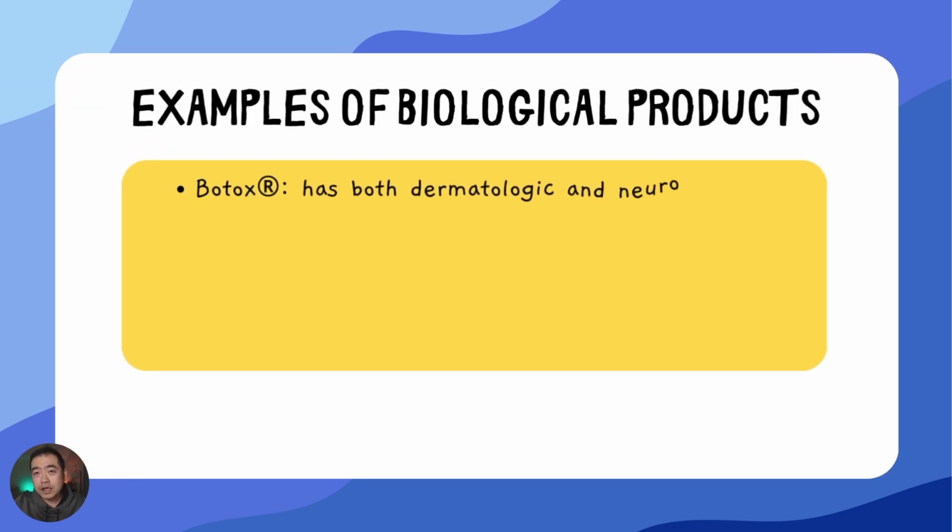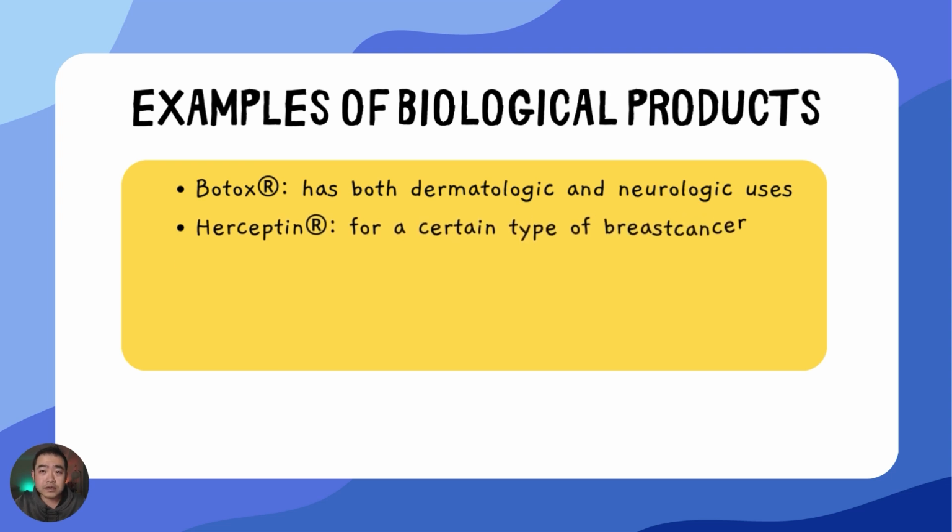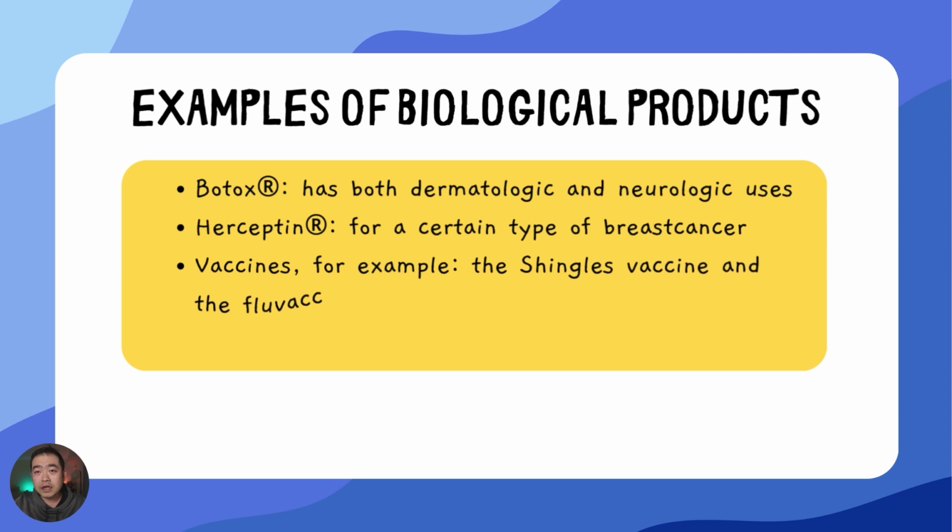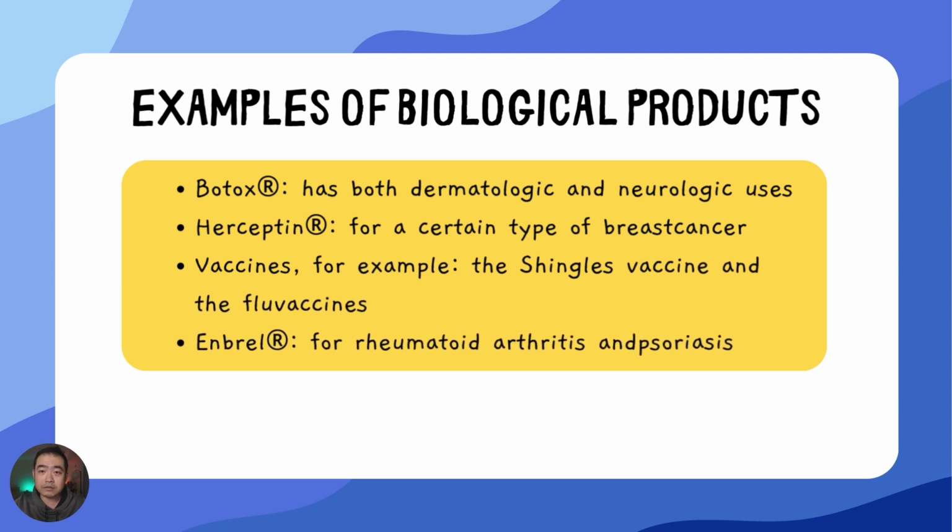Biological agents these days are used for a wide range of diseases and conditions, including some very serious or life threatening cases such as cancer and rheumatoid arthritis. Here are examples of biological products. First, we have Botox, a bacterial toxin that has dermatological and neurological uses. The second one is Herceptin, a monoclonal antibody specifically for HER2 positive breast cancer. The third one is vaccines. Vaccines, for example shingles vaccines, flu vaccines, and COVID 19 vaccines, are all under the FDA's definition of biological products. And the last one is a monoclonal antibody indicated for rheumatoid arthritis and psoriasis.